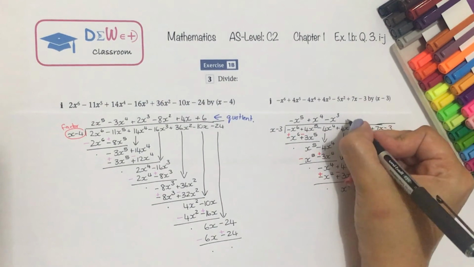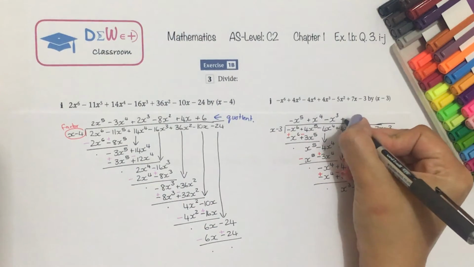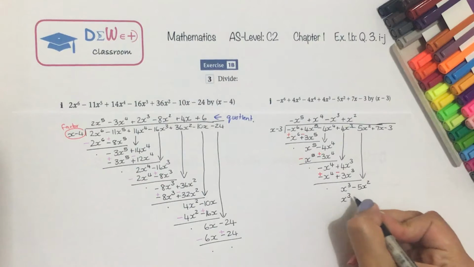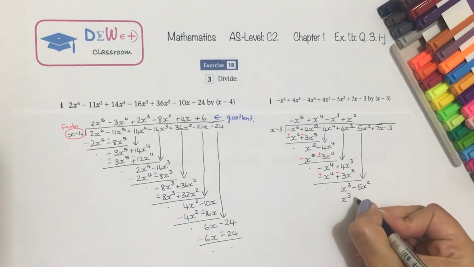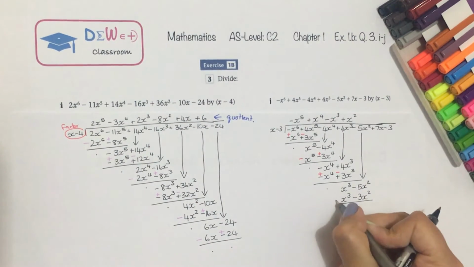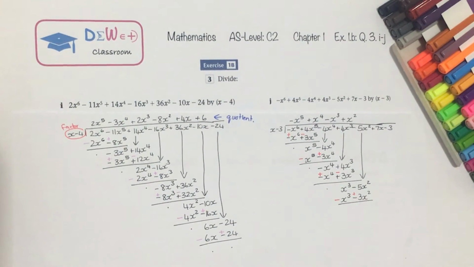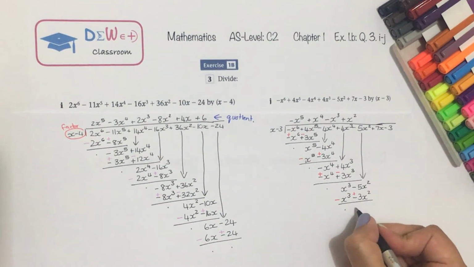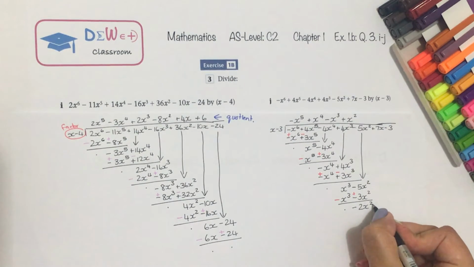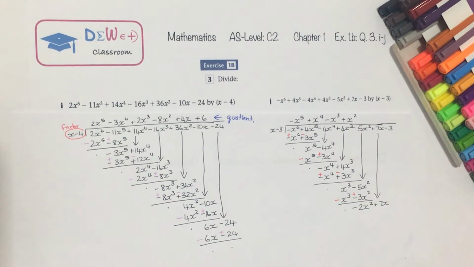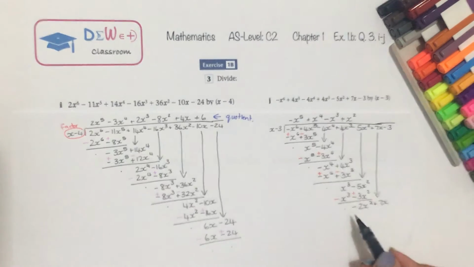x cubed divided by x is plus x squared. X squared times x is x cubed. X squared times minus 3 is minus 3x squared. We subtract it, so we change both of the signs. And we've got 0. Minus 5x squared plus 3x squared gives us minus 2x squared. We bring down our plus 7x. And then we are going to start the division process again.